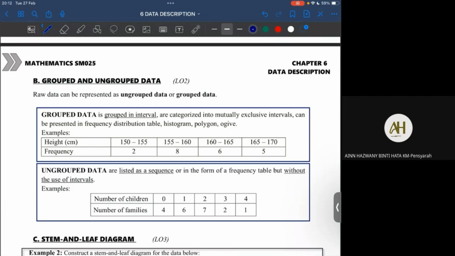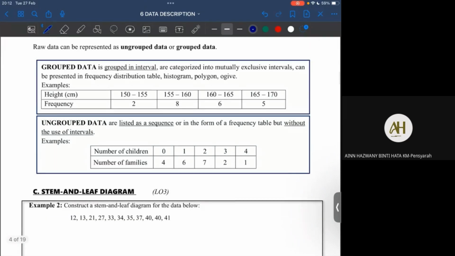Alright, so let's see the difference between group and ungroup data. Okay, so macam saya cakap tadi, kita boleh bahagikan kepada dua. Kita ada group dan juga ungroup data. So what is group data? Kita representkan dalam bentuk interval. Okay, as you can see, grouped in interval. Okay, kalau kamu tengok table ini, dia ada 150 ke 155. Frekuensi dekat ini, frekuensi maksudnya jumlah. Okay, contoh berapa orang yang tinggi dia daripada 150 ke 155 ada 2 orang. Okay, berapa orang yang tingginya 155 hingga 160 ada 8 orang.